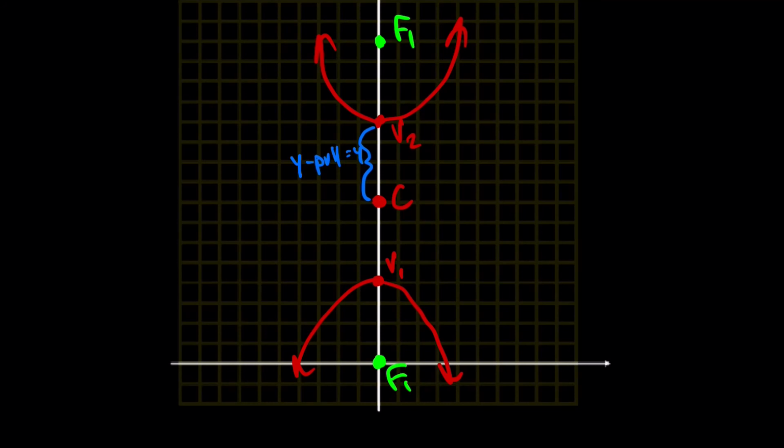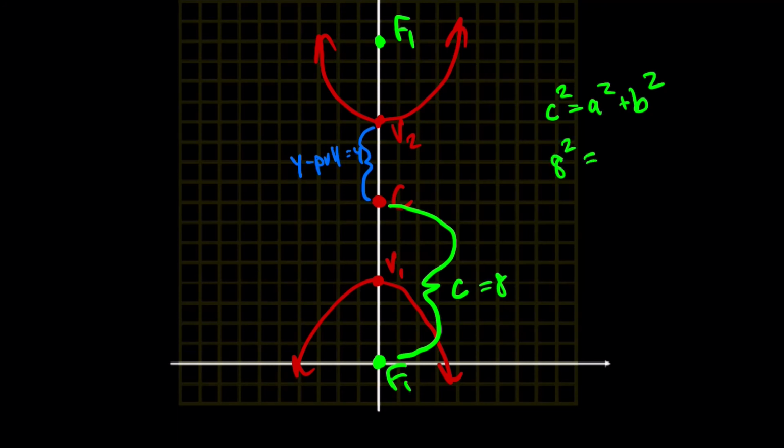Remember, the distance from the center to the focus is c. And I've got this equation that involves c. C squared equals a squared plus b squared in a hyperbola. So I can count that distance. That's going to be 8. Okay, so I've got 8 squared equals. The other thing we know is that the y pole is a. So that's going to be 4 squared plus b squared. B squared in this case is going to be my x pole.